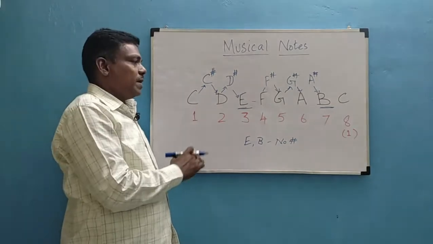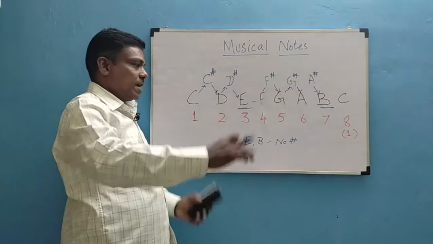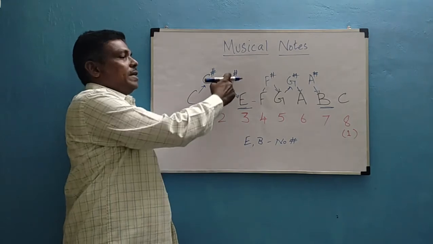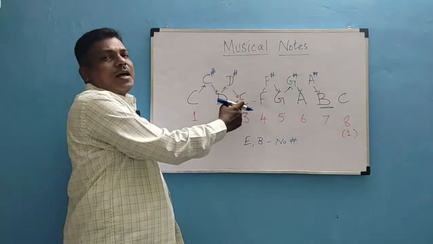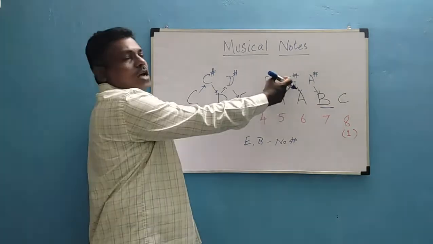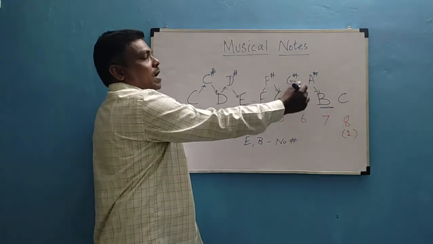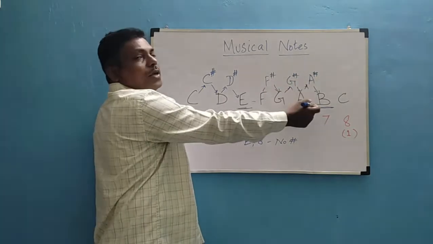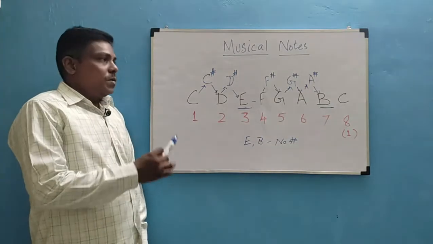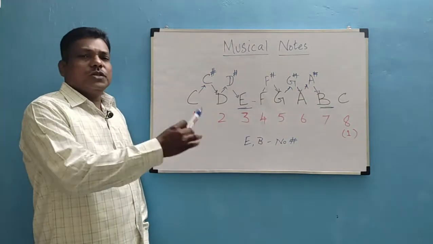So the order, if you stretch it out straight, will be C, C sharp, D, D sharp, E, E doesn't have a sharp, F, F sharp, G, G sharp, A, A sharp, and then B, B doesn't have a sharp, so C. So this is the full order of musical notes.